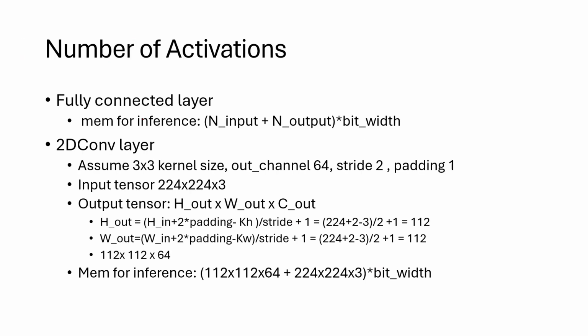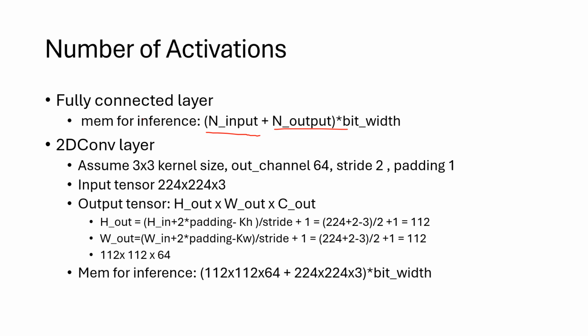Here we gave two examples for number of activations: fully connected layer and 2D convolution layer. We show how to calculate the memory consumption for inference. For the fully connected layer, we have the number of inputs plus the number of outputs. These are the activations we need to have in the memory, and then times the bit width. That's the precision we use for each of the activations. So in total, this is the memory consumption for inferencing.